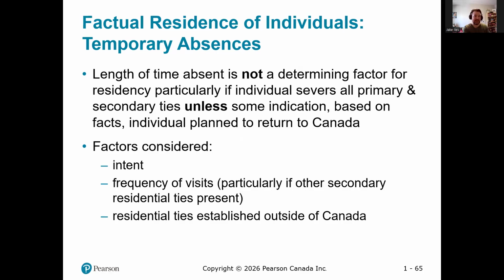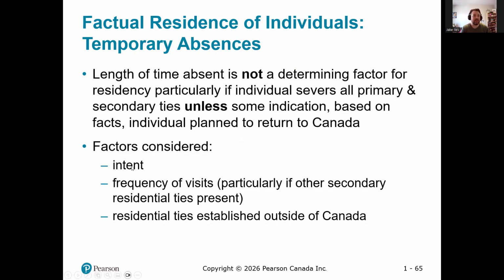You can have severed ties. We don't worry that you were only gone for 4 months. You severed your ties for Canada. So you have worldwide income in Canada up to the time you sever. You only report Canadian income while I lived in France, and I will report worldwide income from after I return to Canada. So temporary absence can exist, but you have to consider intention.